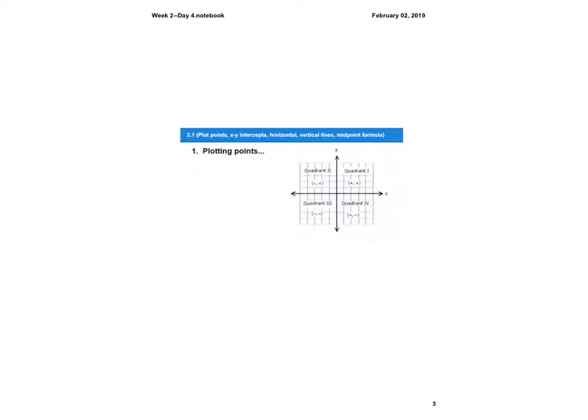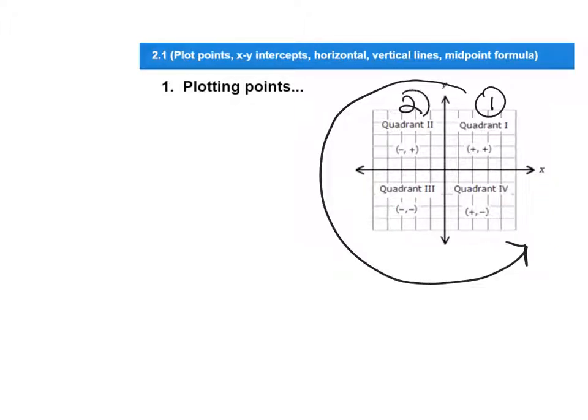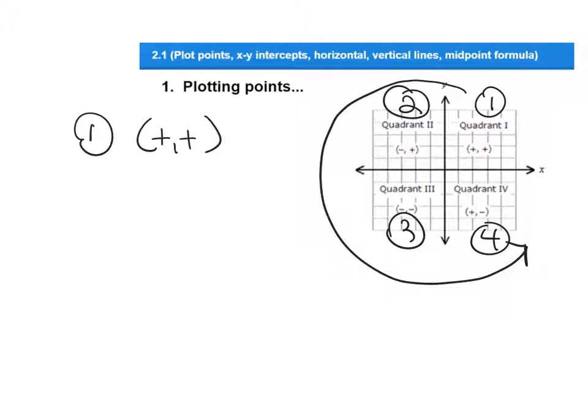So first we'll look at just the plotting of ordered pairs. So just remember that on your coordinate plane, you've got your quadrant 1, and then it just moves counterclockwise. Quadrant 2, quadrant 3, quadrant 4. In quadrant 1, remember you've got your ordered pairs that are both positive. And in quadrant 2, moving counterclockwise, quadrant 2 is left and up. So left on the x, up on the y.